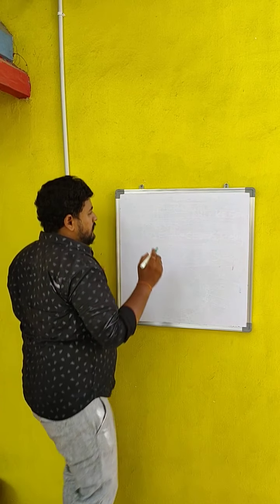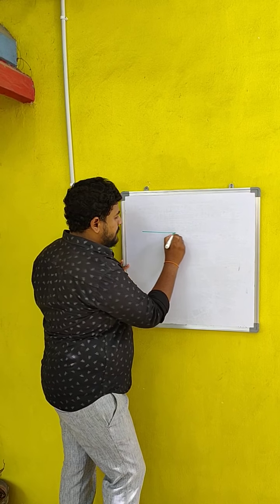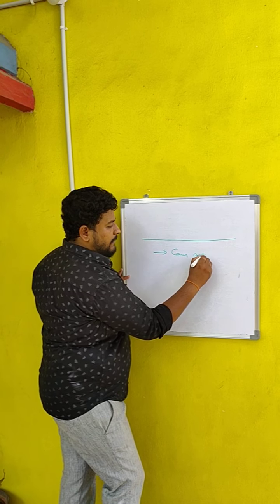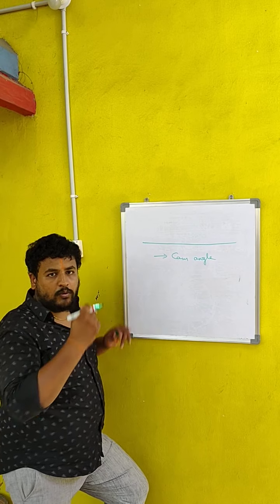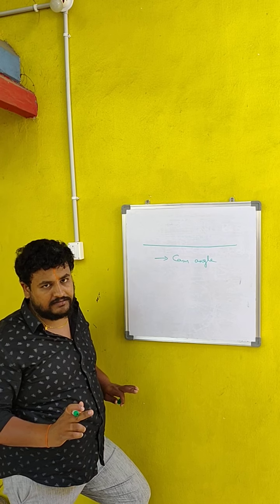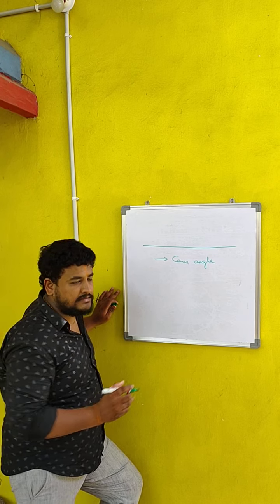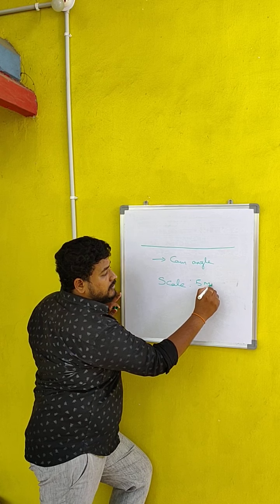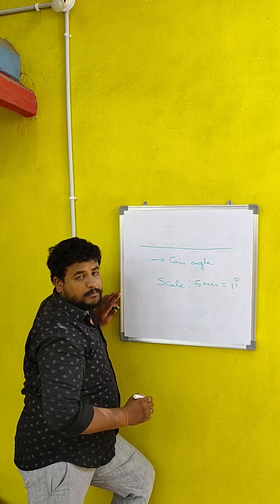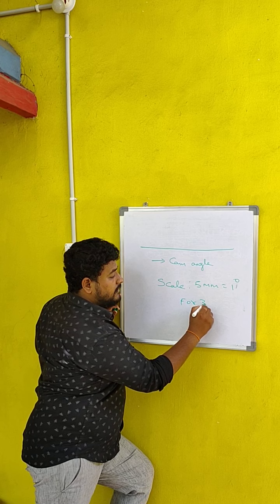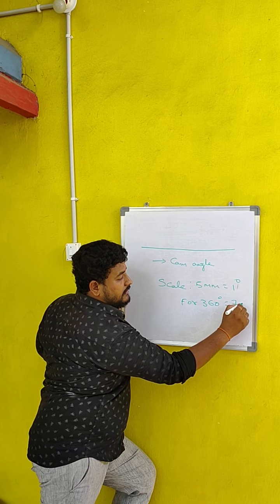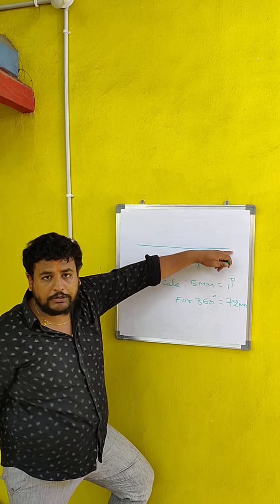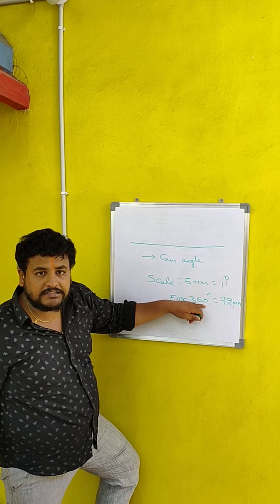At first, as usual, this abscissa line always represents what? Cam angle. What is the total cam angle? For one complete revolution, it takes 360 degrees. Therefore, considering a suitable scale, generally we take 5 mm equals 1 degree. That means for 360 degrees, that will be 72 mm. We have to draw a line of 72 mm which represents 360 degrees.